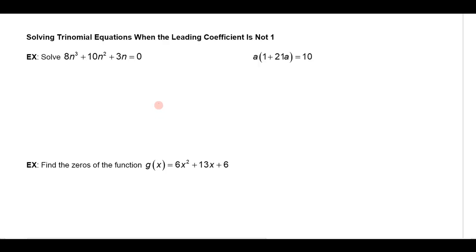Hi everyone. In this lesson we want to talk about solving trinomial equations when the leading coefficient isn't 1. And in particular we're going to be focusing on solving these by factoring. So notice here's a trinomial and it's an equation set equal to 0, and the way that we would go about solving that is by factoring. Notice there's also a common factor here of n. Let's go ahead and factor that out.